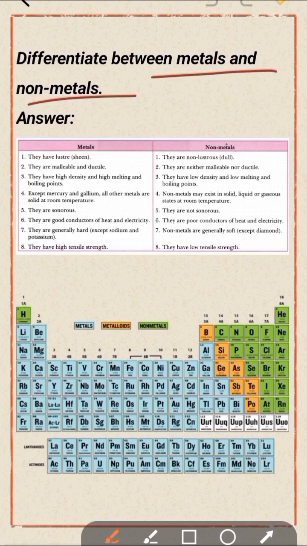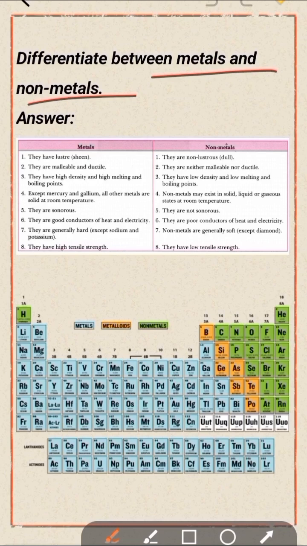Other metals are solid at room temperature, but non-metals exist as solid, liquid, and gas at room temperature. Metals are sonorous, but non-metals are not sonorous. Metals are good conductors of heat and electricity, but non-metals are poor conductors of heat and electricity.